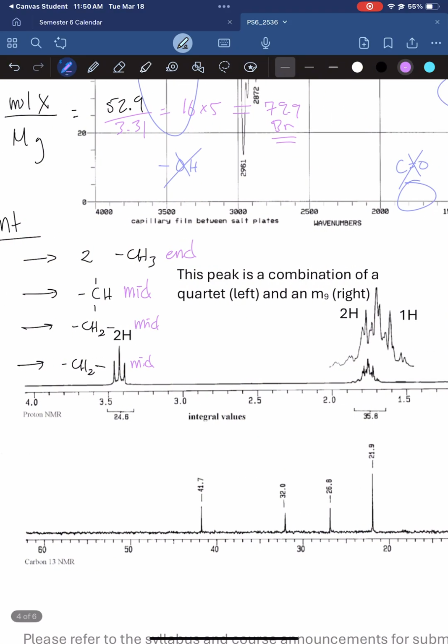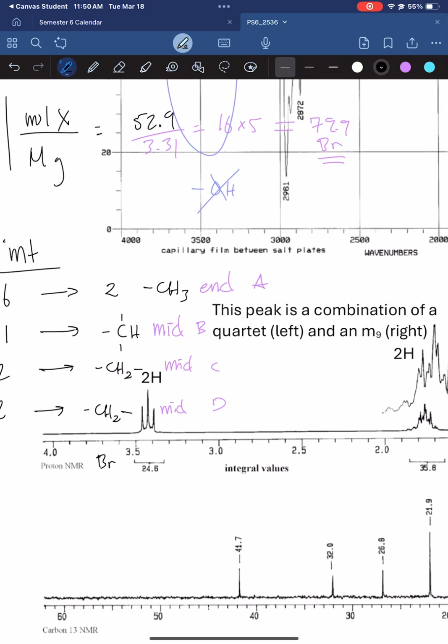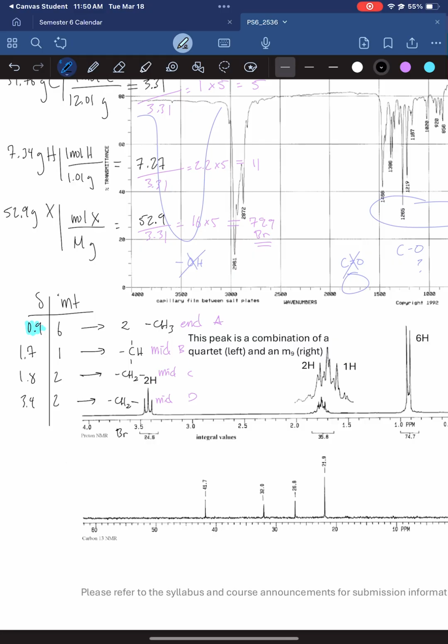I'm going to label this as A, B, C, and D. Okay, so now we have, don't forget the bromine as well. We can't forget about that. We have all this good stuff. Now let's look at our carbon NMR.